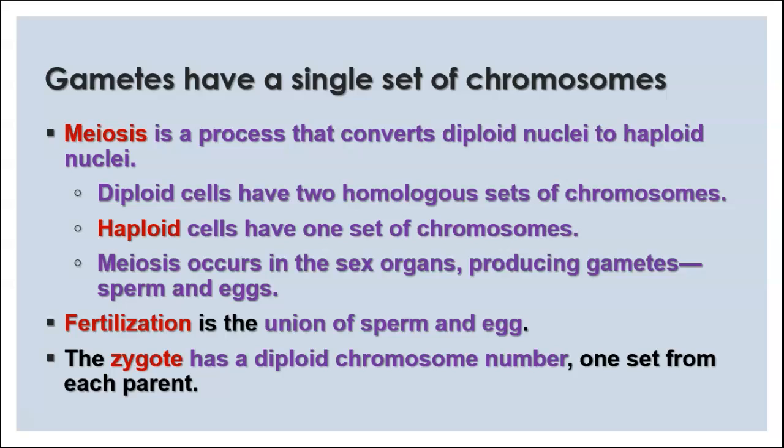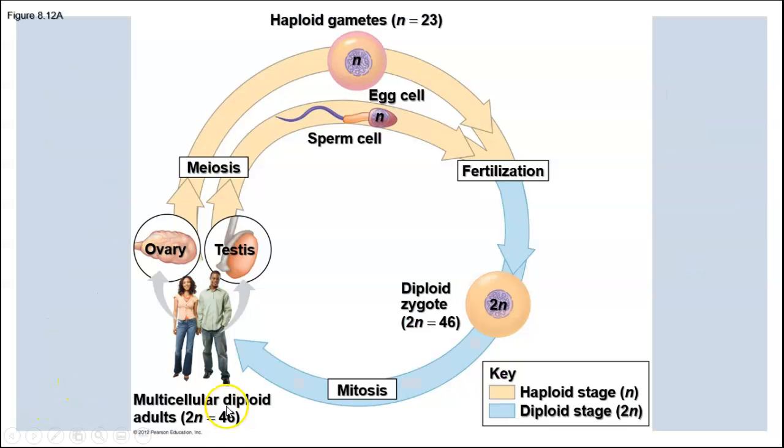When the sperm and egg get together, that's the process of fertilization. And the product of fertilization is called a zygote. The zygote is the single cell that has a diploid chromosome number with one set of chromosomes from each parent. And that's the cell that will go through multiple rounds of mitosis to eventually produce a new individual.